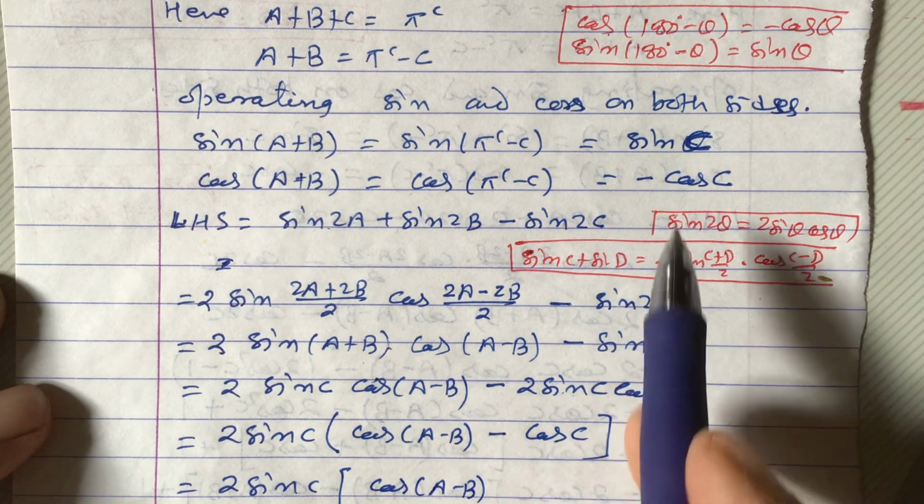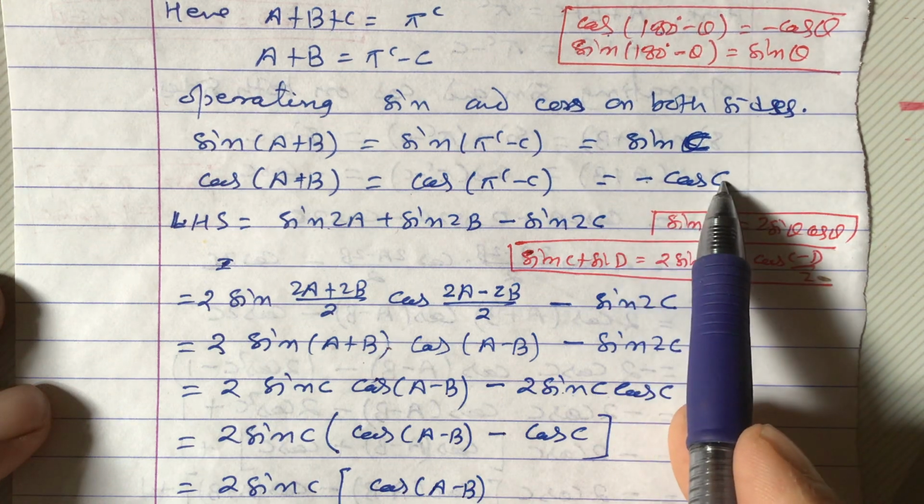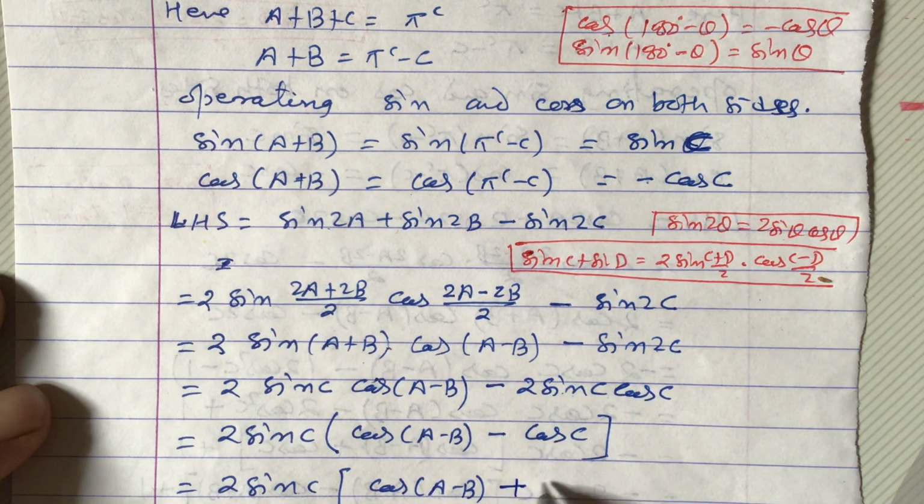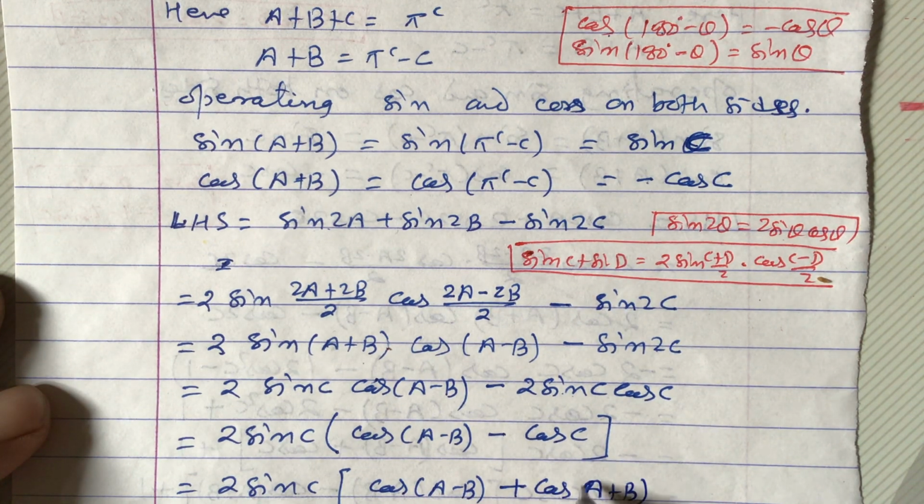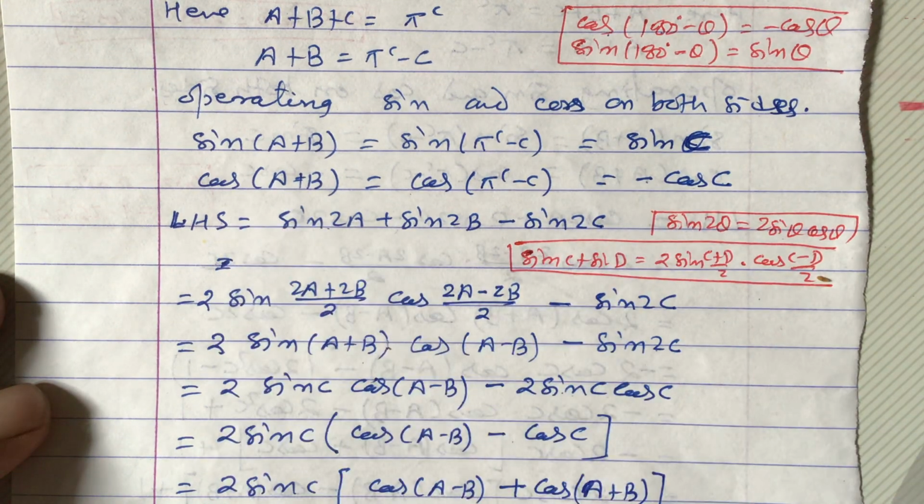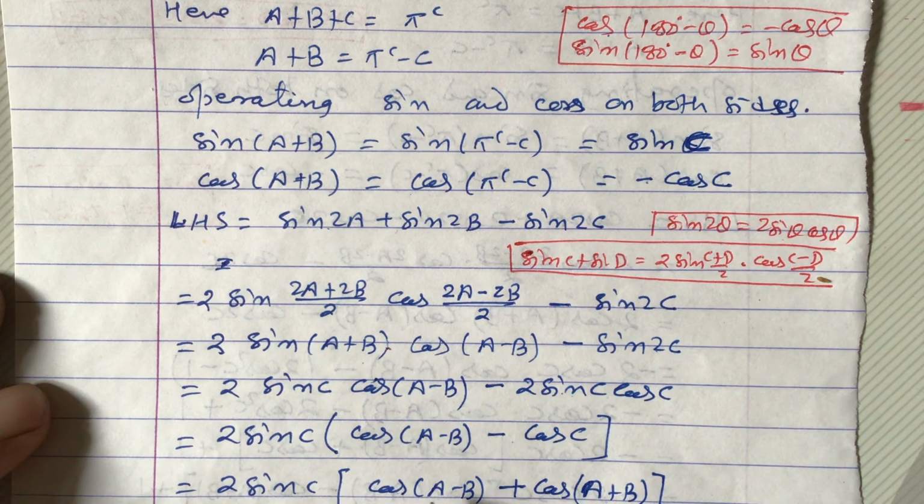Now minus cos c, minus cos c means cos a plus b, so this is plus cos a plus b here, like this. See, look at it, minus cos c means cos a plus b. This is equals to 2 sine c. Now cos a minus b and then cos a plus b.